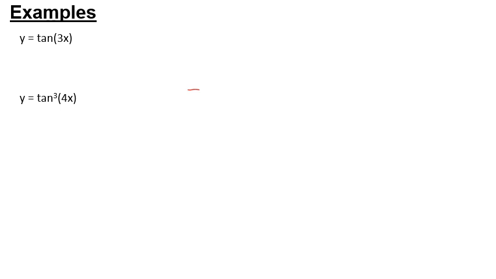So let's do a couple of examples. We know that when you differentiate tan, you get sec squared. So if it's tan of 3x, you'll get sec squared of 3x. And then don't forget that chain rule. You also have to differentiate the 3x, which is 3. So I'll slot that in the front. So my final answer is 3 sec squared 3x.